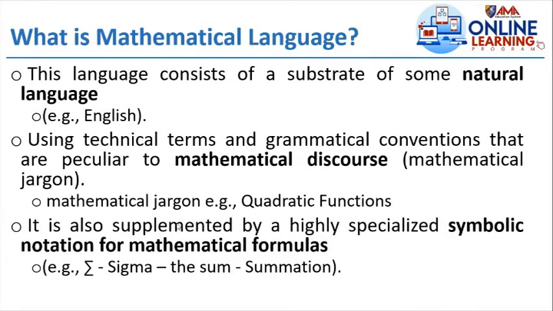Mathematical language is also supplemented by a highly specialized symbolic notation for mathematical formulas since math is composed of mathematical structures and yung mathematical structures natin, they are made up of formulas. And then for the formulas, we often use variables, as well as yung mga symbols natin. So usually symbols natin are Greek letters. For example, this Greek letter sigma means the sum or the summation.